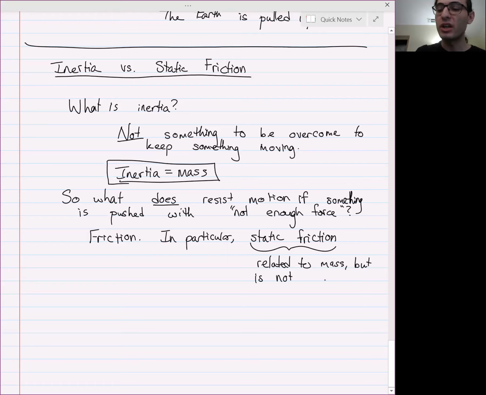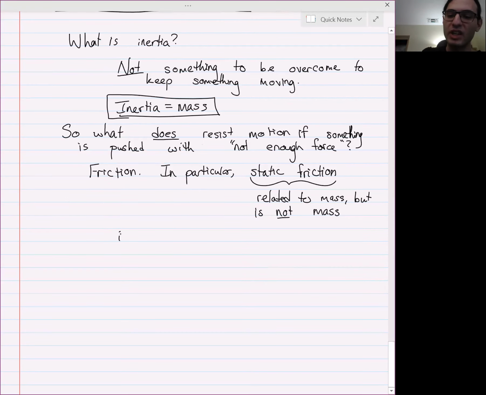So the mass shows up if you're trying to compute the static friction that can act on a body, but that's not the only contributing factor. One way to see this is that it's possible, maybe not easy, to push a Boeing 747 on ice.